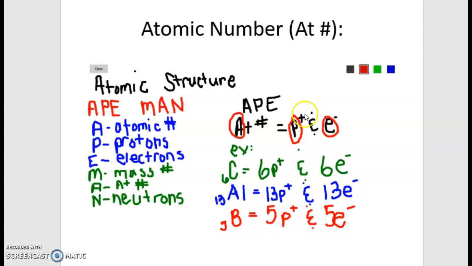So APE is very easy. It's the atomic number is equal to protons and electrons. So all you have to do is find the atomic number for that element in the top of its box, and whatever that number is, the number of protons and electrons is equal to that.